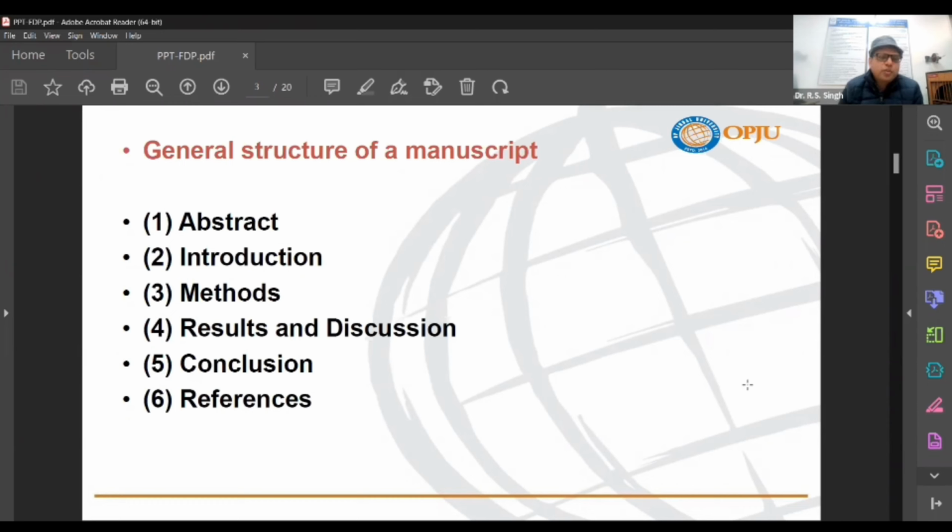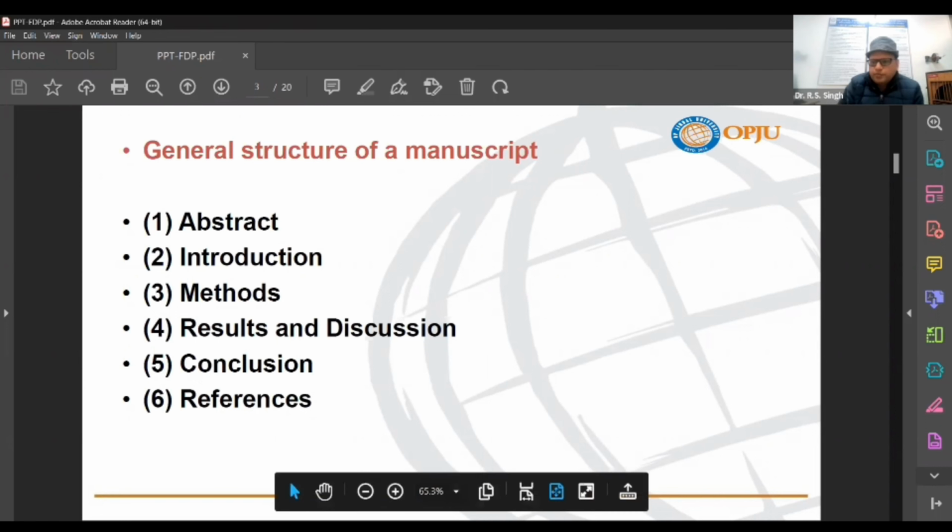So I will go through these sections one by one and let you know how to write effectively and what the common mistakes are that researchers make, which you can avoid, and that may help you to write your manuscript more effectively. So let us start one by one: how to write an abstract effectively, and what the common mistakes are. Then I will go through all these 6 sections one by one to familiarize you with effective manuscript writing.